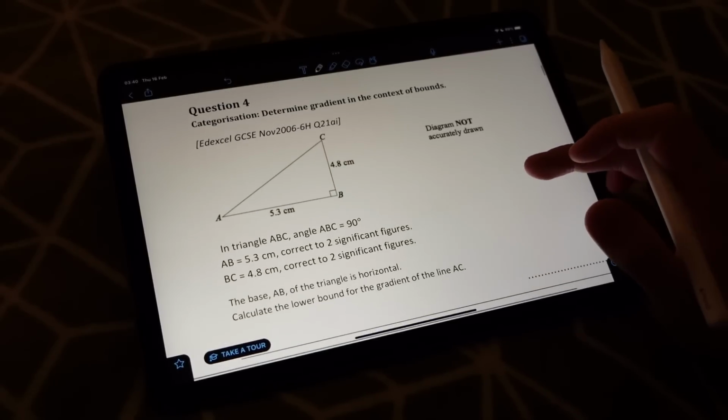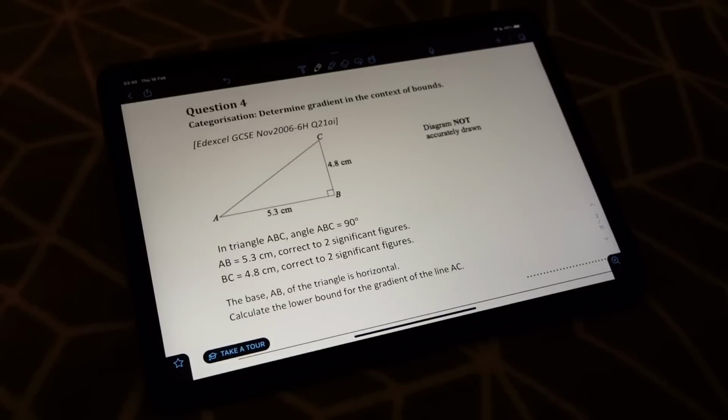Question number 4. Determining gradient in the context of bounds. Okay, I'm not going to lie to you all, I don't actually know what that means. We'll take a look at it though.